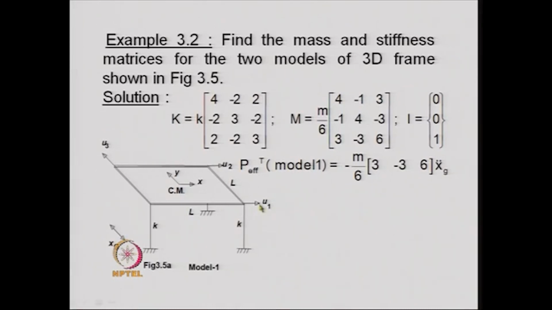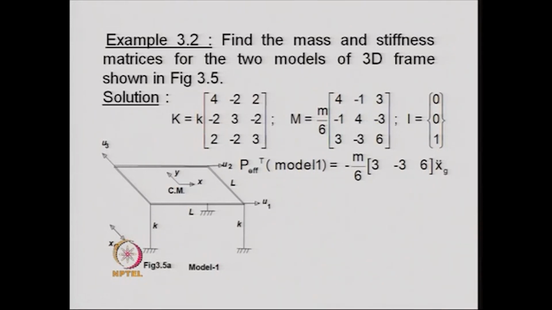freedom u1. Okay. Similarly, when we give a unit acceleration or unit displacement over here, then for unit acceleration, the inertia forces which will be developed here, here and here, they form the second column of the matrix. When we give the same unit movement over here, keeping these two as locked, then the inertia forces that will be developed here, here and here, they form the third column of the mass matrix.